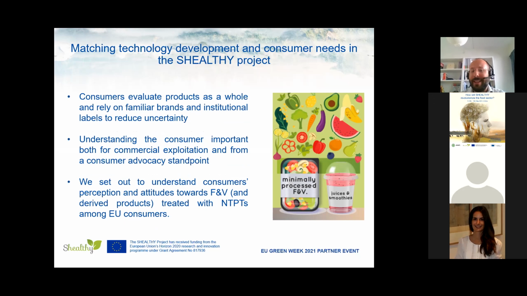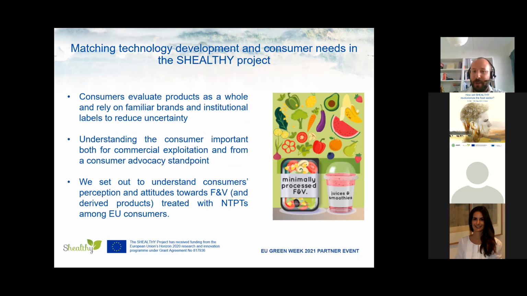So we need to understand how consumers perceive products that are treated with these novel technologies, and that is of course important from a commercial exploitation point of view, so in terms of building business models around these technologies, but also from a consumer advocacy standpoint, so that consumers can be correctly informed about the benefits of these technologies.